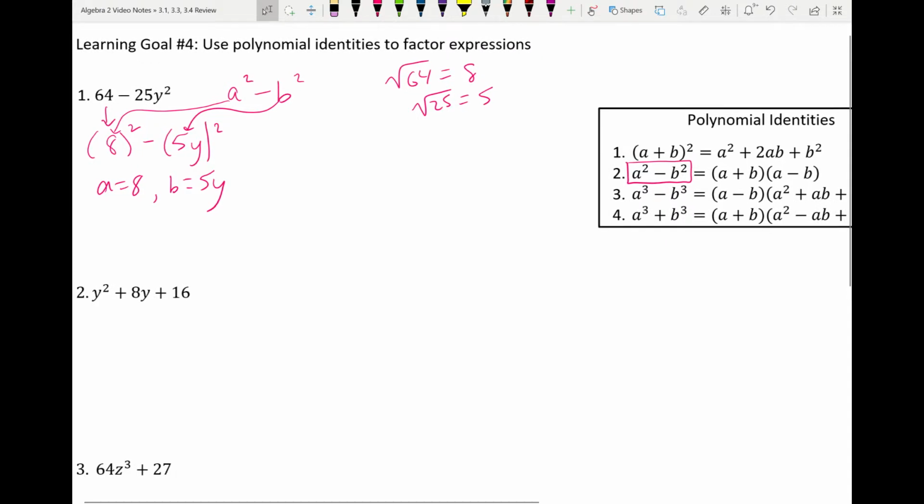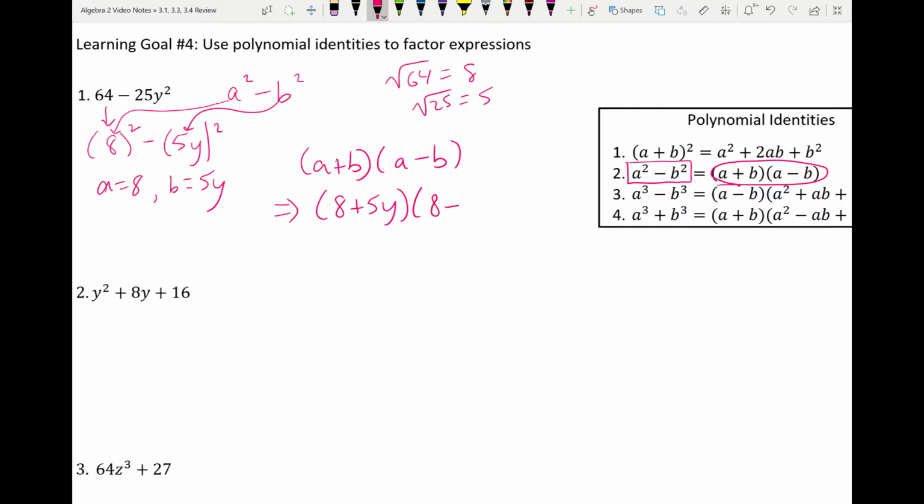So now that we know what a and b are, we can plug it into this right-hand side. So we want to plug it into a plus b times a minus b. So in that case, we get 8 plus 5y times 8 minus 5y.